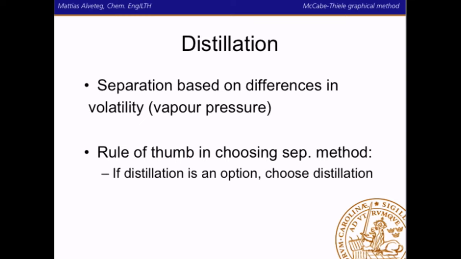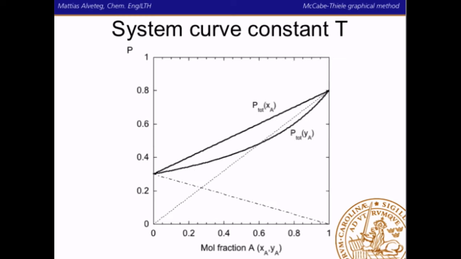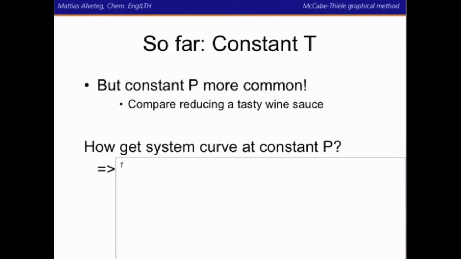transfer and heat exchangers. We have previously seen how you can create a system curve for constant temperature, but that is not so convenient when dealing with distillation. It's far more convenient to deal with constant pressure. So for example, when you reduce a tasty wine sauce in your kitchen, you don't have constant temperature, you rather have constant air pressure. So how do you get the system curve at constant pressure?